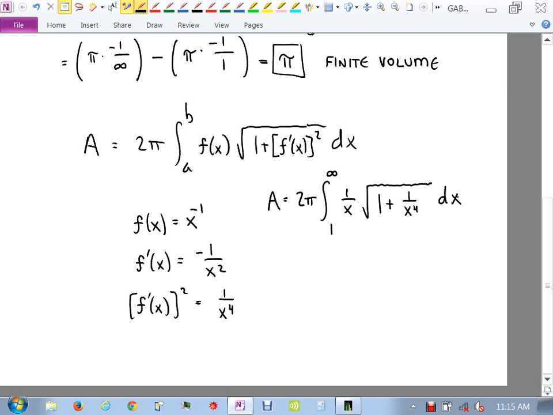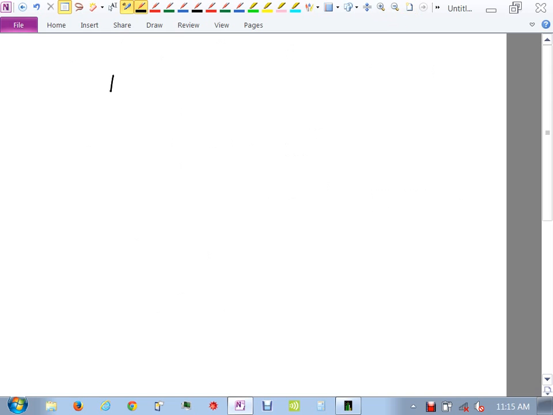Common denominator inside the square root first, right? See if that helps at all. I need to go to a new page. The area was 2 pi integral from 1 to infinity of 1 over x times the square root of the common denominator, which should be x to the 4th plus 1 over x to the 4th, dx. Right? Any ideas here?